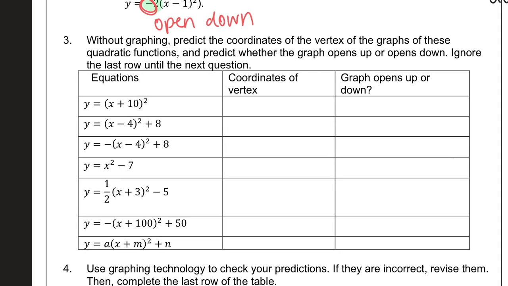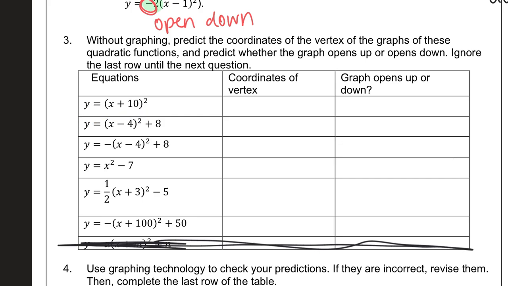So if we look here at this table, we want to, without graphing, predict the coordinates of the vertex of the graphs of these quadratic functions, and then predict whether the graph opens up or down. Okay? We are going to skip the last row here, so don't worry about doing this very last row. If we look at this first equation here, we have y equals (x plus 10) squared.